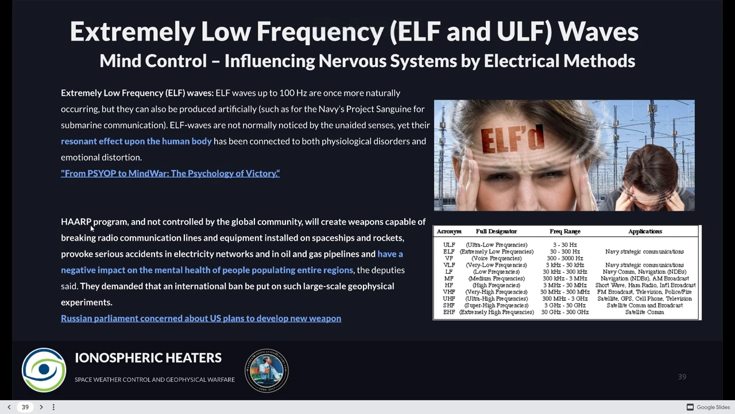And the Russian parliament put out a statement: the HAARP program, not controlled by the global community, will create weapons capable of breaking radio communication lines and equipment installed on spaceships and rockets, provoke serious accidents in electricity networks and oil and gas pipelines, and, wait for it, have a negative impact on the mental health of people populating entire regions. The deputy said they demanded that an international ban be put on such large-scale geophysical experiments.